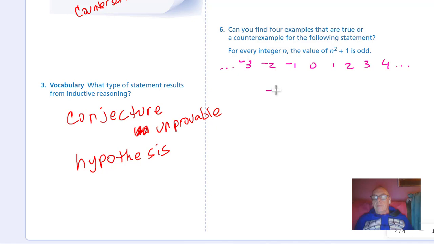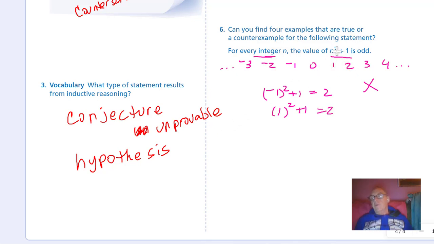So let's look at these. Negative 1 squared. That's going to be 1 plus 1 gives us 2. Right there, found one that doesn't work. What about positive 1? 1 squared plus 1 gives us 2. Here's another counterexample. All it really takes is 1. Either one of these is enough to shoot the whole thing down. So we can't say that for every integer, n squared plus 1 is odd.